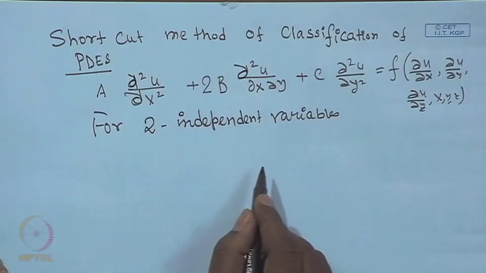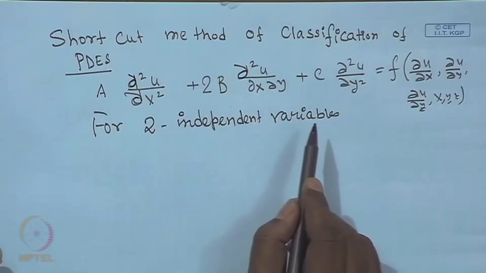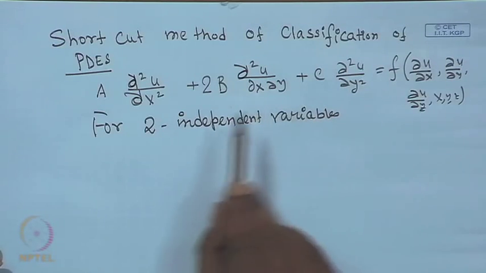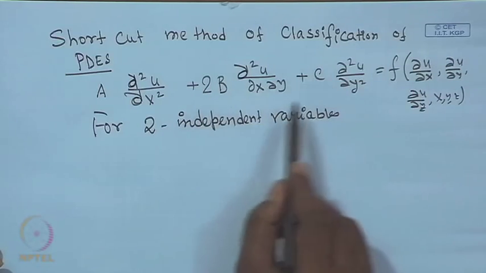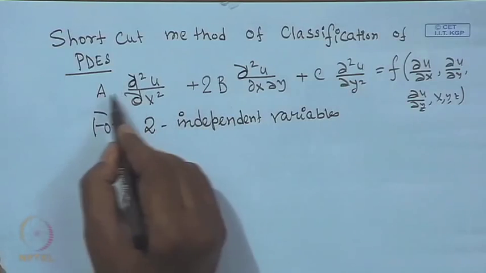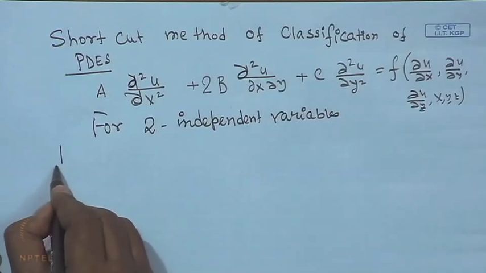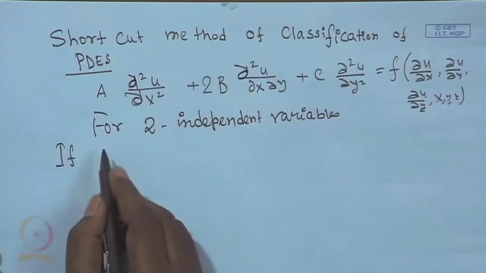if we have a partial differential equation with two independent variables of order 2, then all these equations can be cast in this particular form. Now, by looking into the values of coefficients a, b and c, we can classify the partial differential equations, and the classification goes like this.